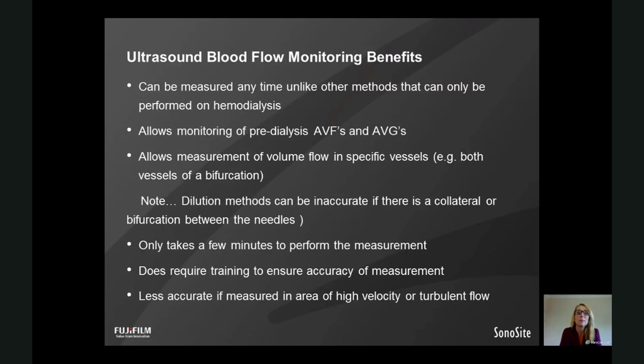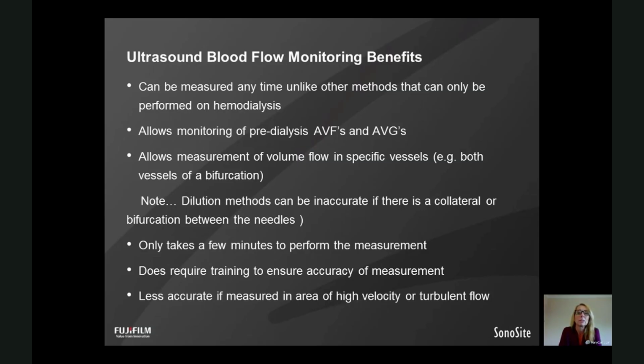It can be measured at any time. Unlike other methods, which can only be performed on dialysis. So if someone has turned up for dialysis and I'm a bit concerned about their fistula and I'm not sure whether I should actually start the dialysis, whether there's any value, I don't want to put 2 needles in and then start dialysis, so I can capture a volume flow measurement before I even start. It also allows us to monitor pre-dialysis patients who've had an arteriovenous fistula or graft created. Before they start dialysis, we can start monitoring the volume flow, get a baseline, but also continue to monitor it if they don't start.